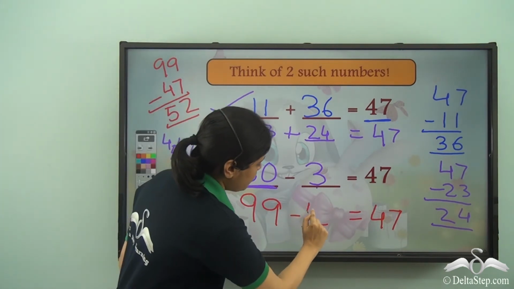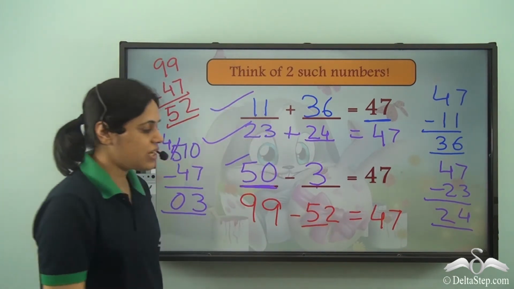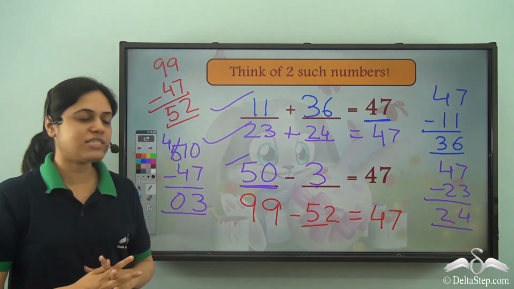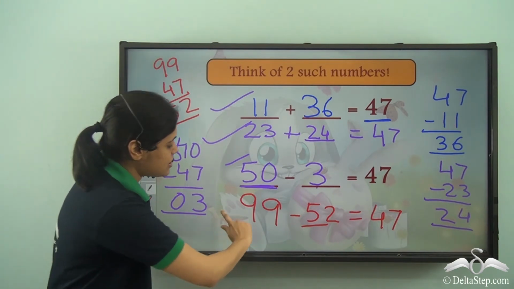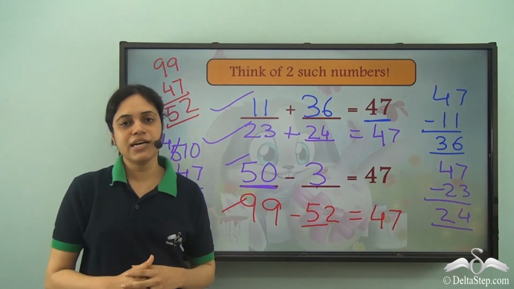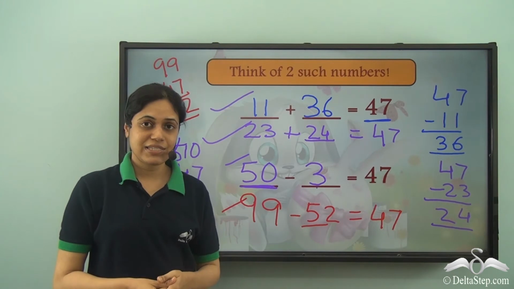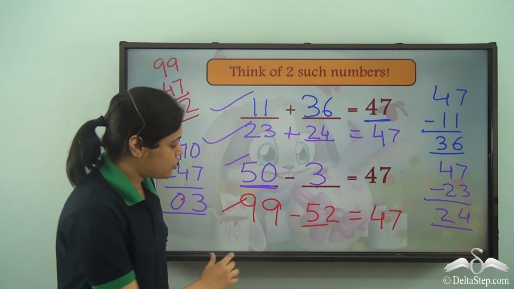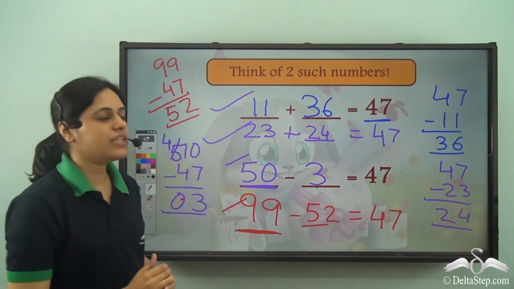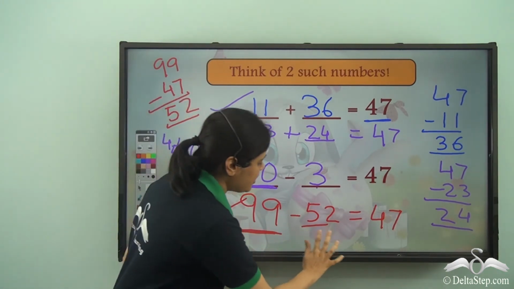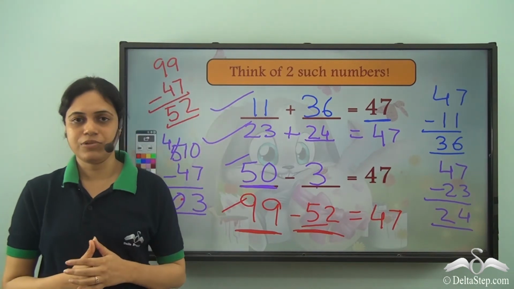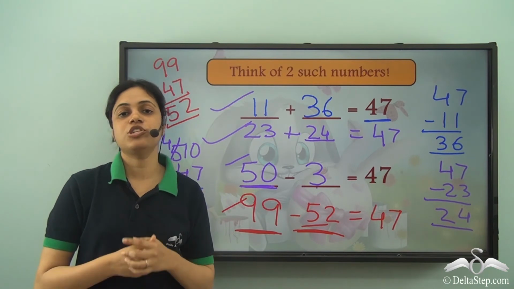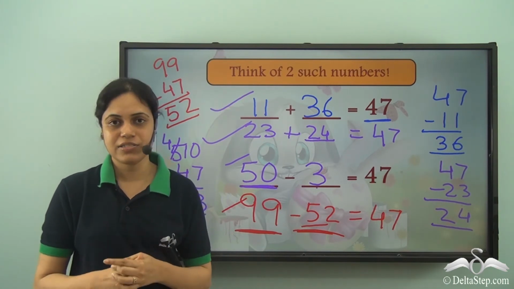So 52 is the number. 99 minus 52 gives me 47. So this is also a correct answer. So in this case as well, you will have several correct answers. You just need to find a number bigger than 47 here and then find this missing number. So whenever you have two missing numbers, you get not just one but several correct answers for it.